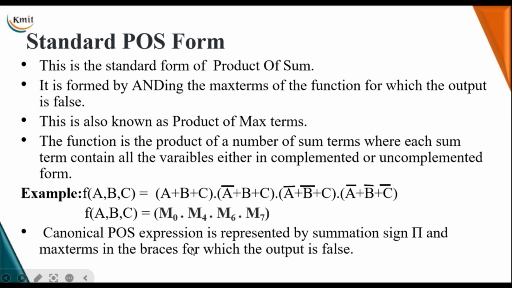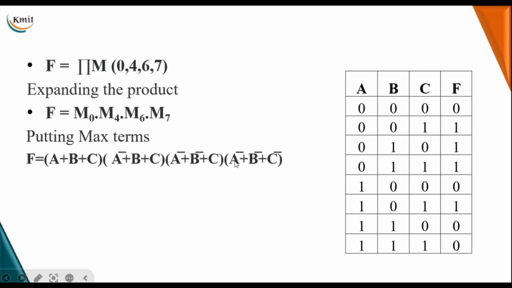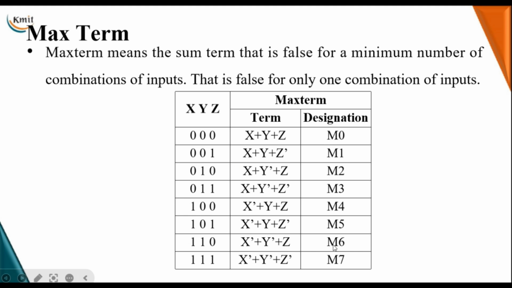Next, these canonical forms are represented with the product of maxterms. In order to represent that product, we symbolize it with a pi symbol, and the terms whose functional values are false, which give you the 0 functional value, must be represented inside the parenthesis. Now, this is the way of representing the 3 variable inputs and their maxterm designations and their maxterms with variables.